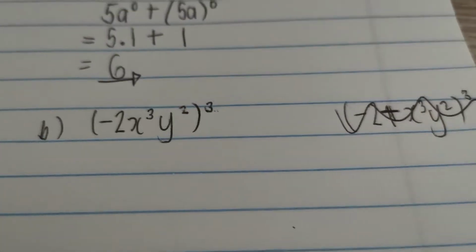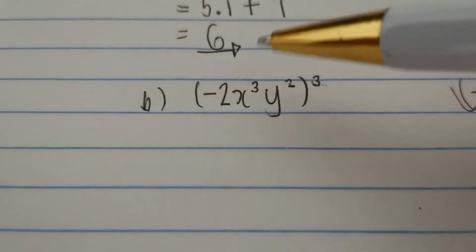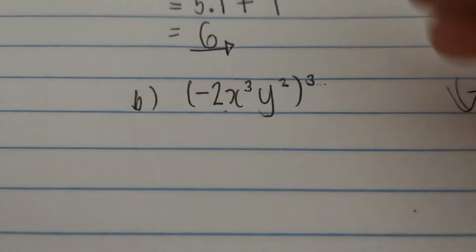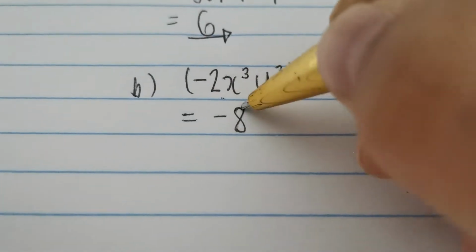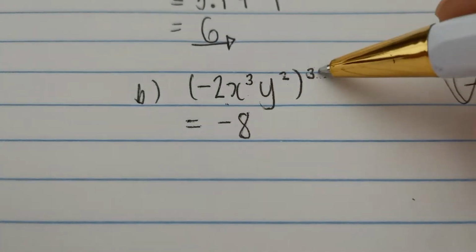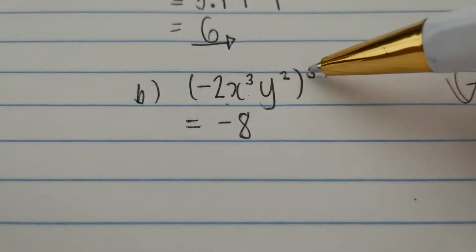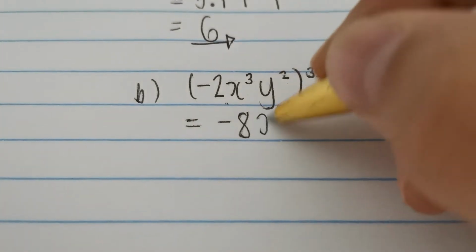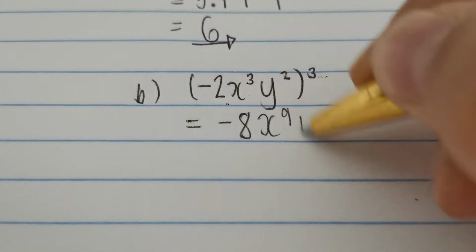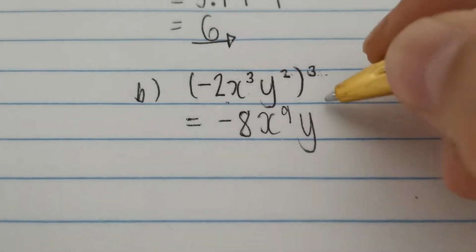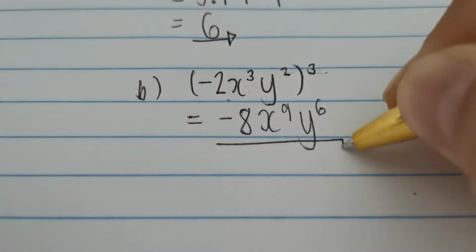Right, this one over here, we're going to distribute it. So negative 2 to the power of 3 gives me negative 8. X to the power of 3 to the power of 3, we multiply this exponent by this one, so x to the 9. And with the y, again we multiply this by this, giving me y to the 6. And that's my final answer.